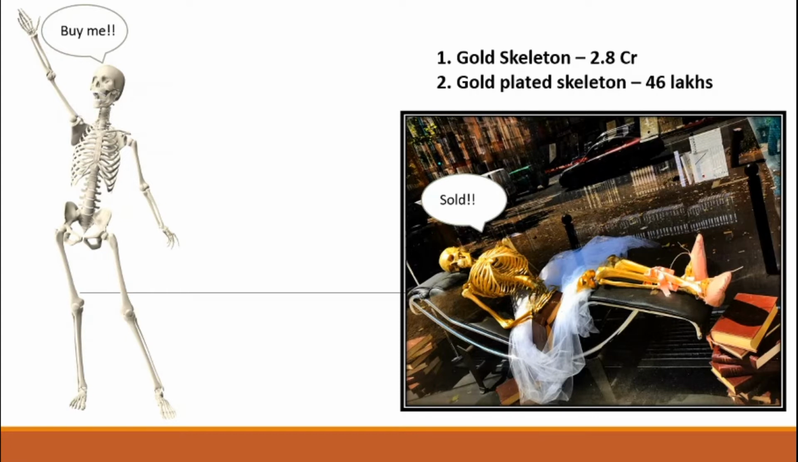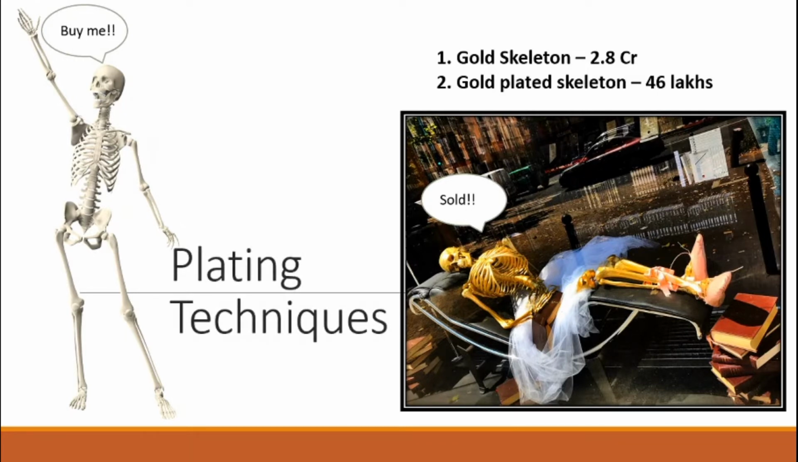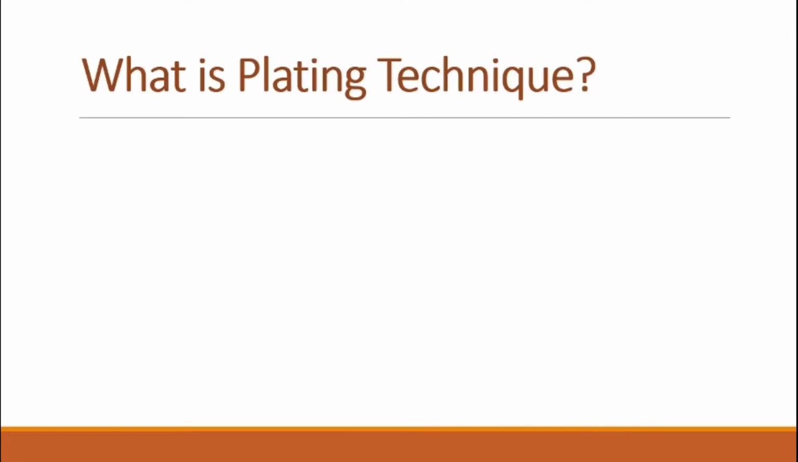Now, if you look at the business for these two, you can make the second type, that is the gold plated skeleton, at a much lower price than the first type where the complete skeleton itself is made of gold. So this is where the plating technique plays its important role, where you can reduce the cost of production, still maintaining what you want. So here we'll try to understand what the plating technique is about.